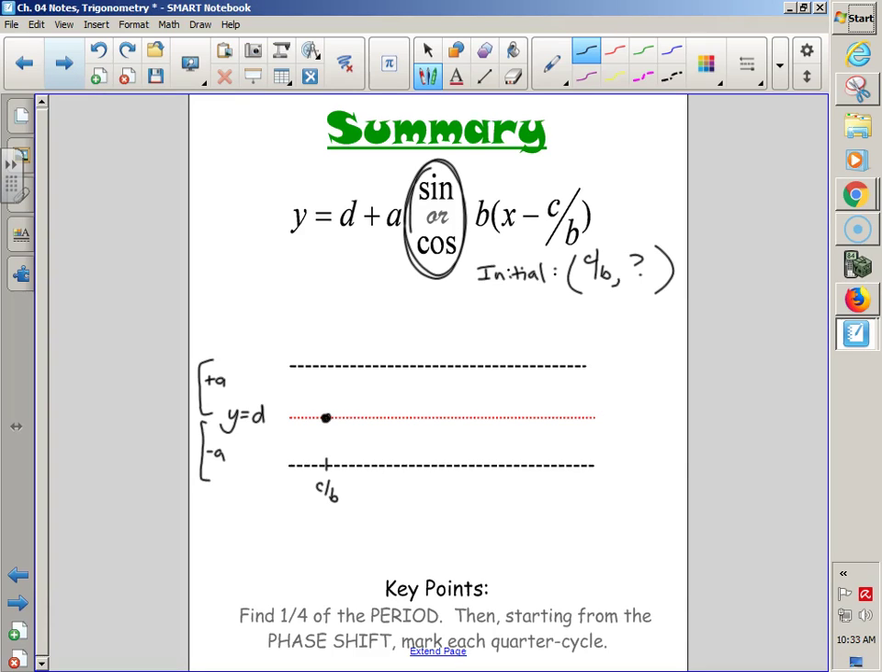The last thing you have to figure out is, who tells me this part? Who tells me the how long? We use our D, our A, our C over B, our period. And where does our period come from? 2 pi over B. And what do I want to do with that 2 pi over B, which tells me beginning to end? I also want to figure out my quarter cycles to be able to do each of my key points to get my wave. Does that make sense? Okay.